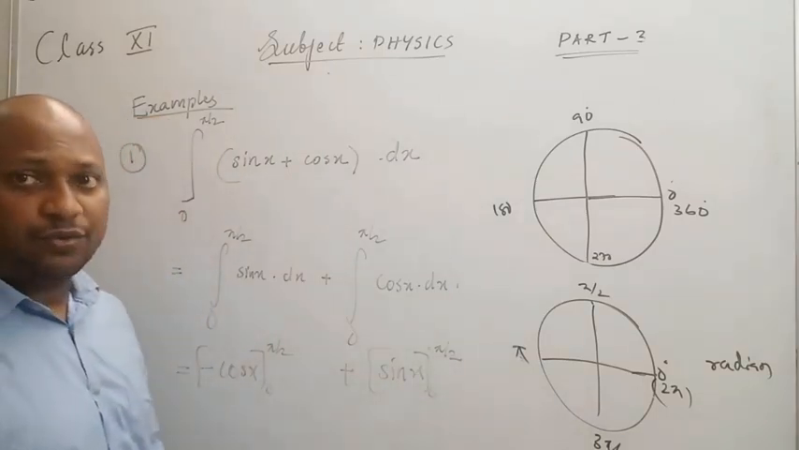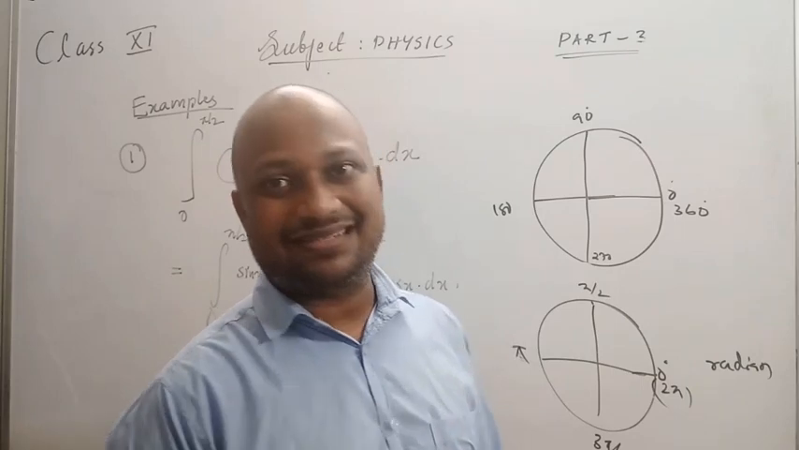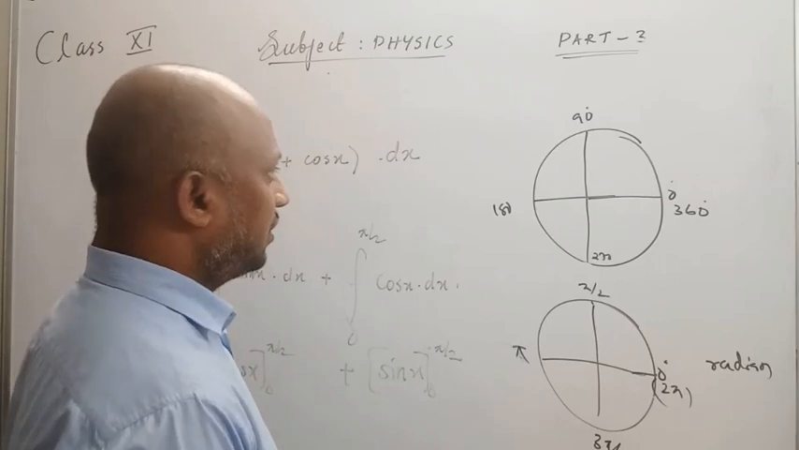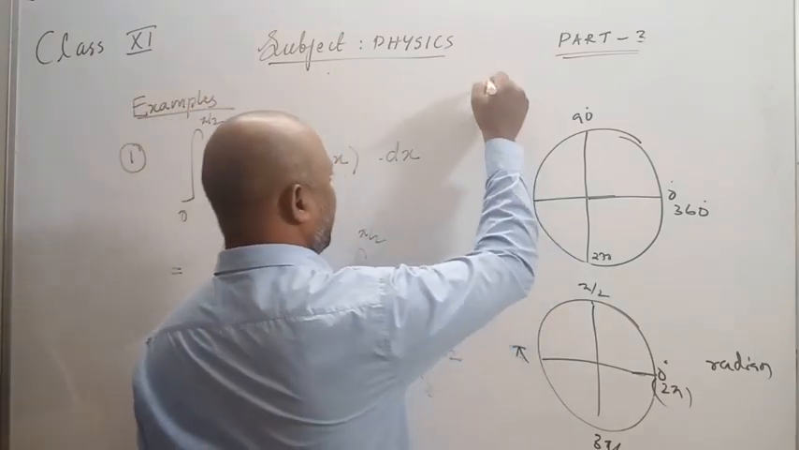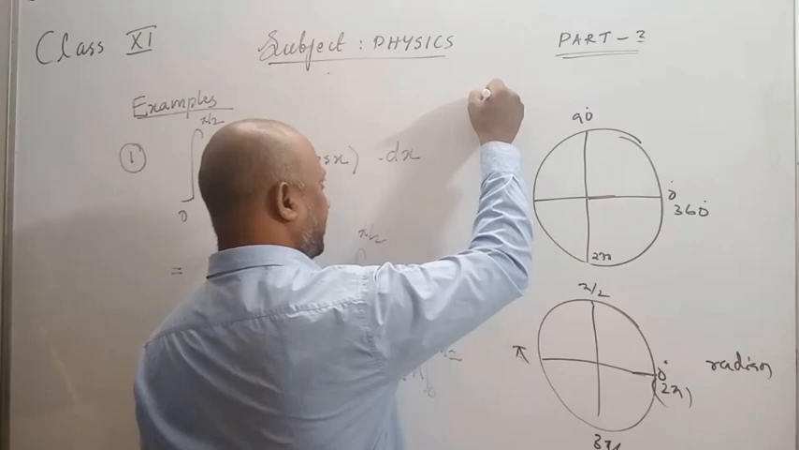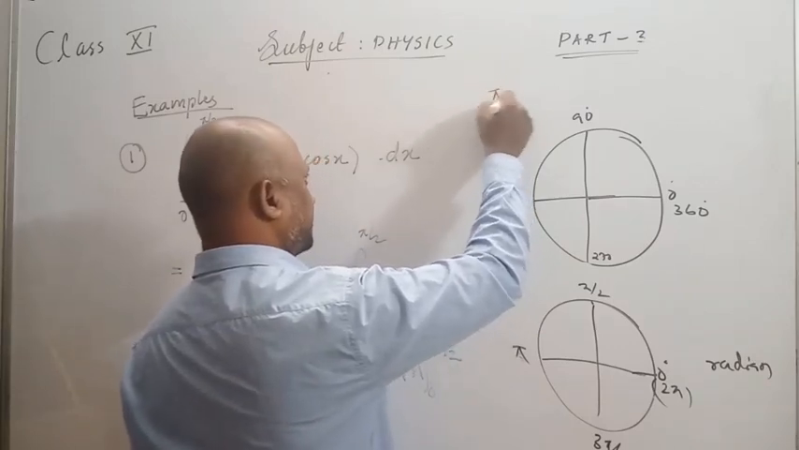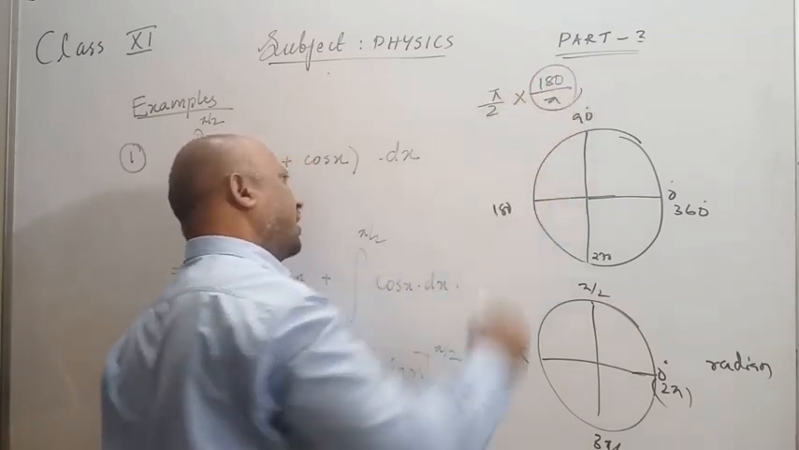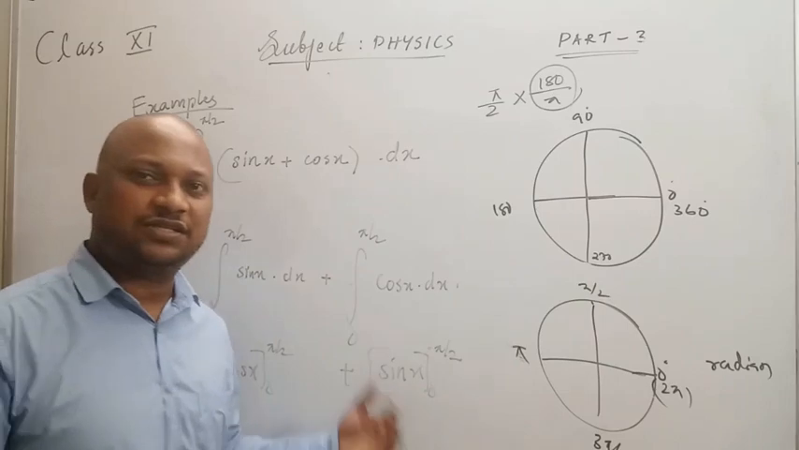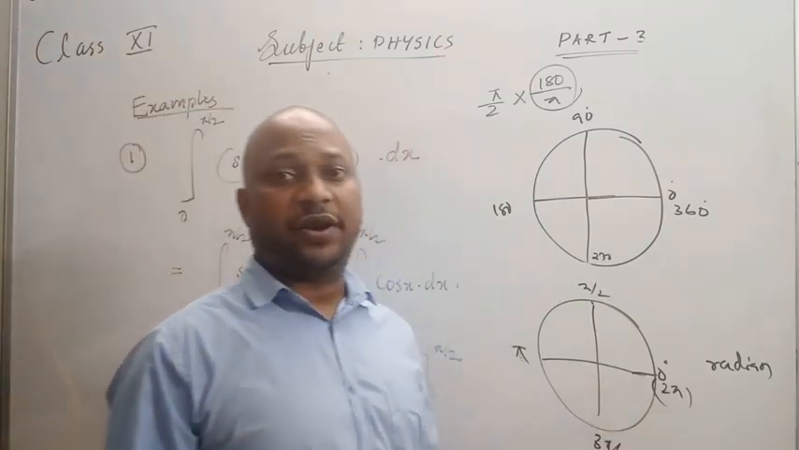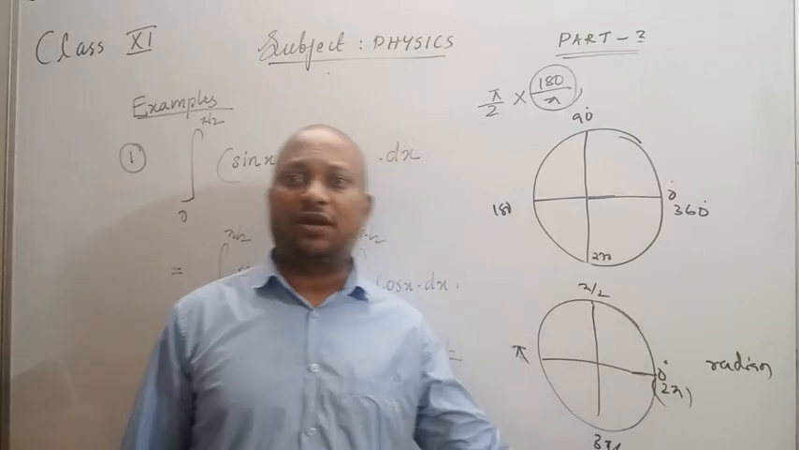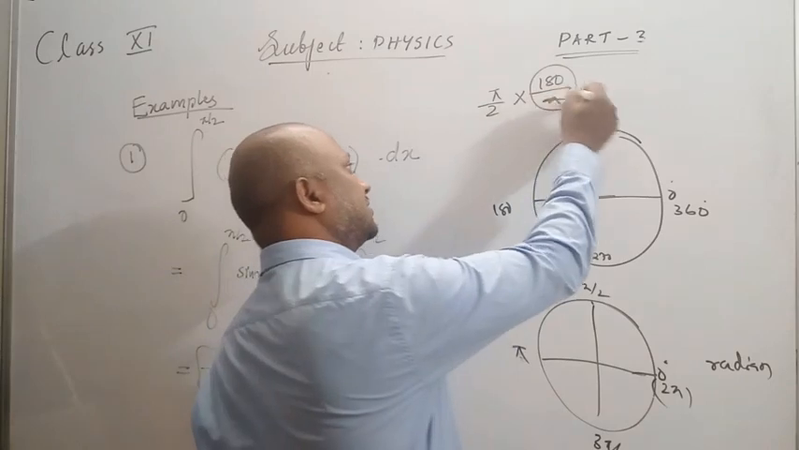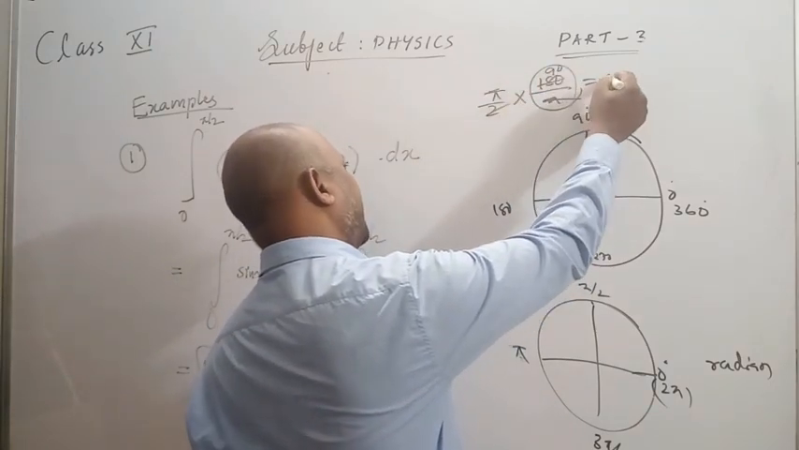But it could be pi by 3, it could be pi by 4, it could be pi by 6. Then how will you be able to understand? For that, you have to multiply any angle that is given to you. Suppose it is pi by 2, then multiply it by 180 upon pi. Any angle which is already given in radian, you multiply it by 180 upon pi, then you will get it in degrees. So it will be 90 degree.